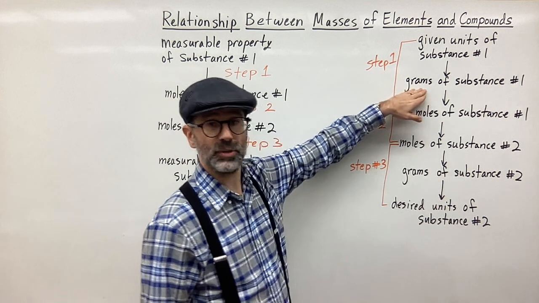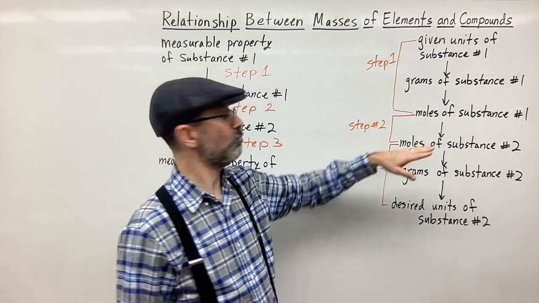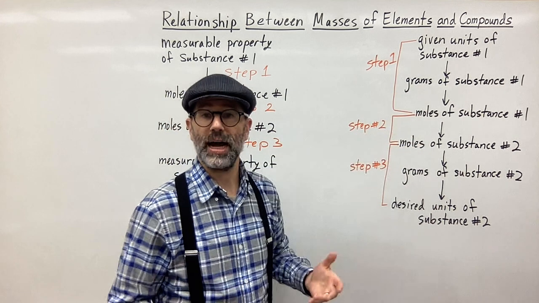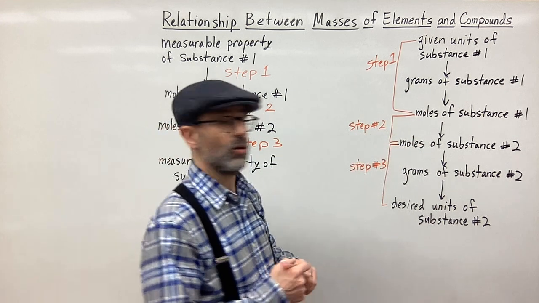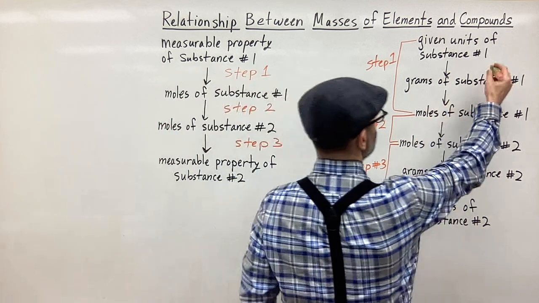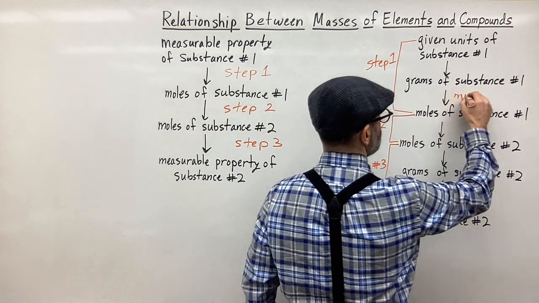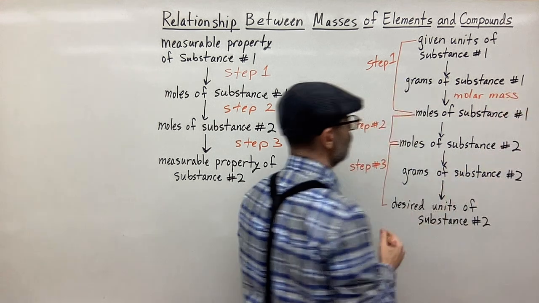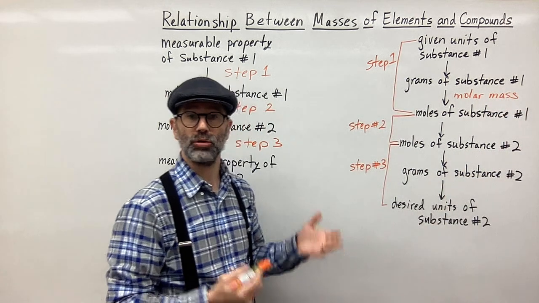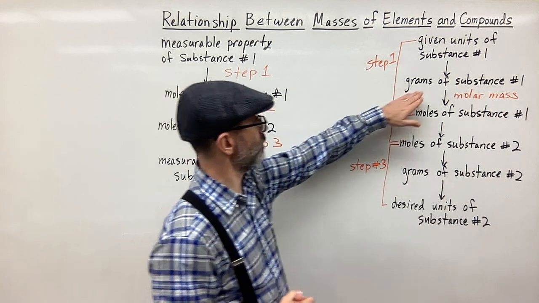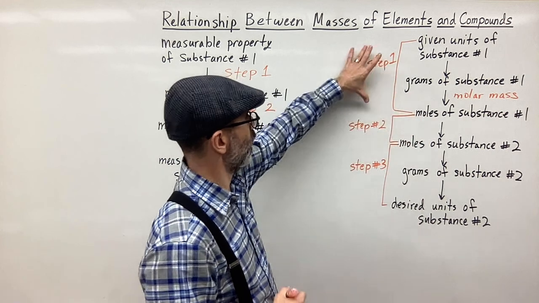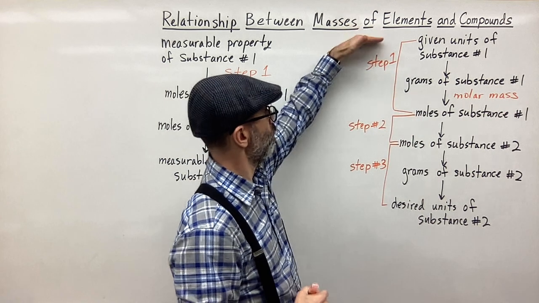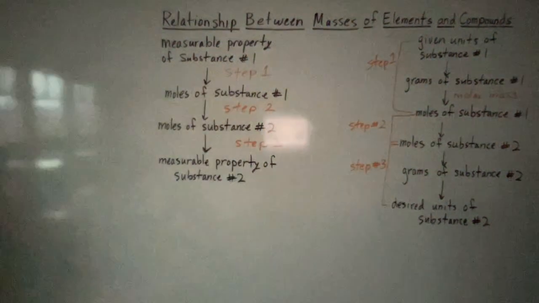Once you get to grams, then you're going to convert to moles, and the conversion factor there is going to be molar mass. So you're going to use molar mass here to convert from grams to moles of the first substance. And then you're done with step 1. So whatever the given unit is, you convert it to moles.